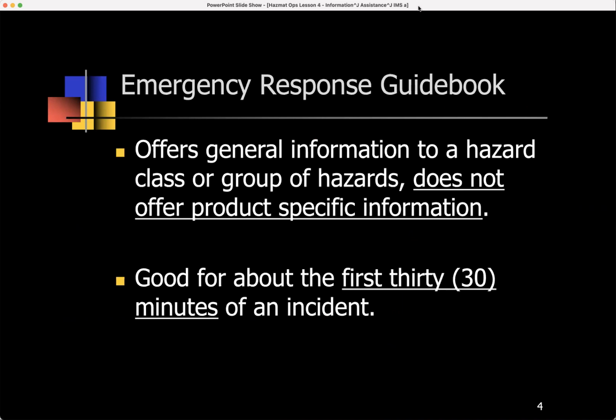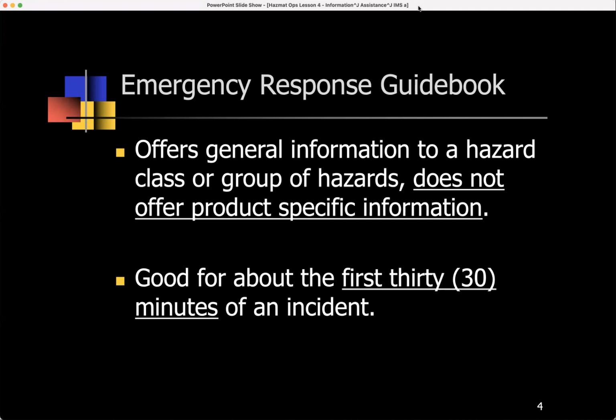So how are we going to use the emergency response guidebook and what can it do for us? Here's what it does. It offers general information to a hazard class or a group of hazards. Remember, a hazard class is that DOT hazard class 1, 2, 3, 4, 5, 6, 7, 8, 9, or a group of hazards. Keep in mind, it does not offer product-specific information. Last class, we talked about chemical and physical properties of chemicals. It does not provide that type of information. If you're looking for the specific chemical and physical properties, you're going to want to look in the NIOSH Pocket Guide or another resource.